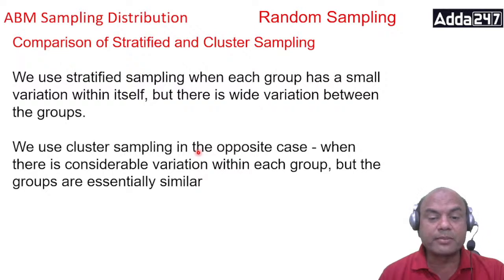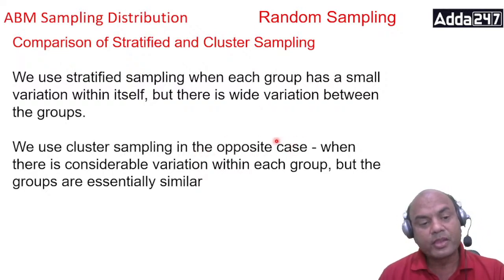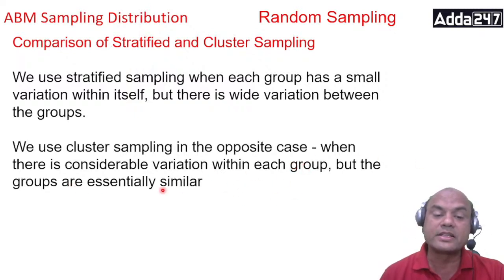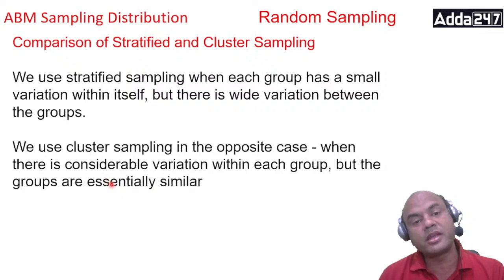We use cluster sampling in the opposite case. When there is considerable variation within the group, Goa, MP, UP, but the groups are essentially similar. Meaning in Goa also I am having 80 to 90%, in UP also, in Tamil Nadu also, everywhere, right?